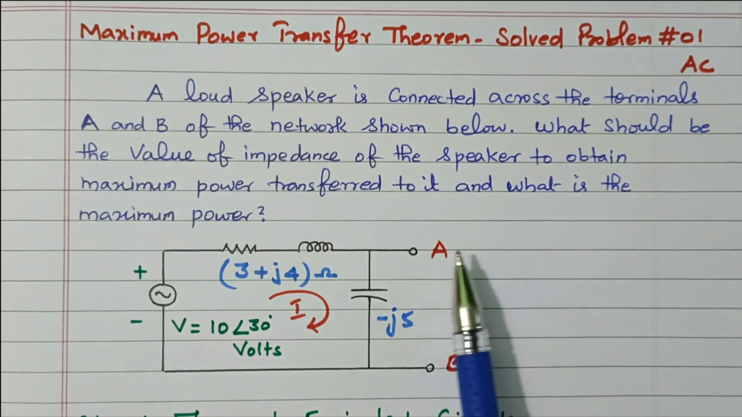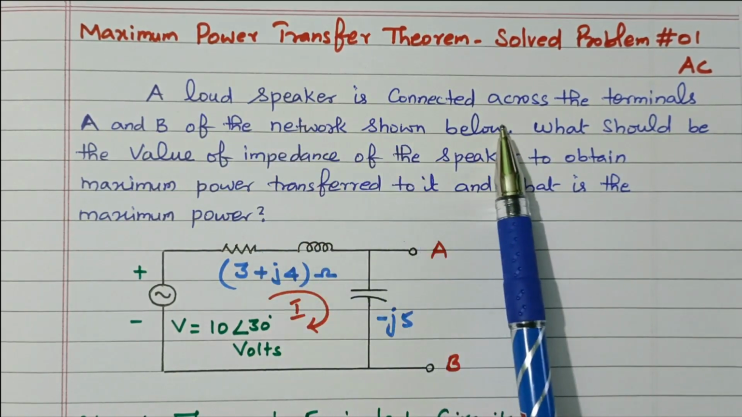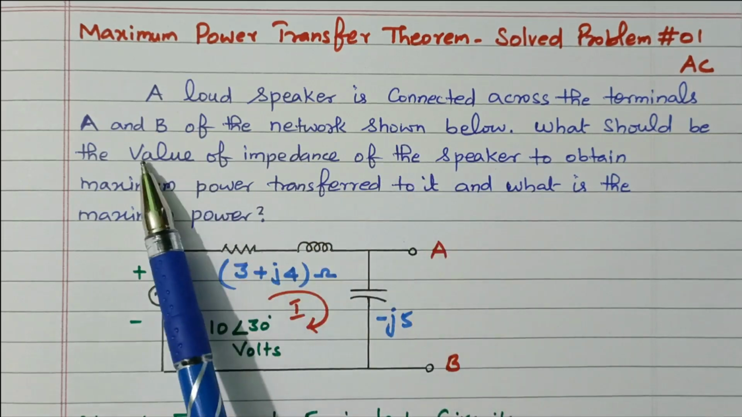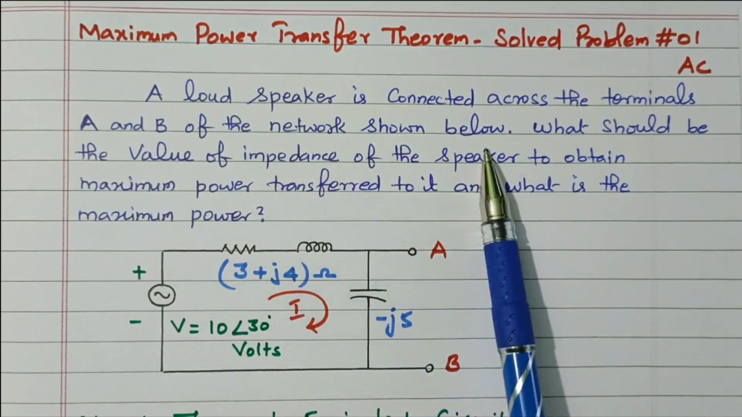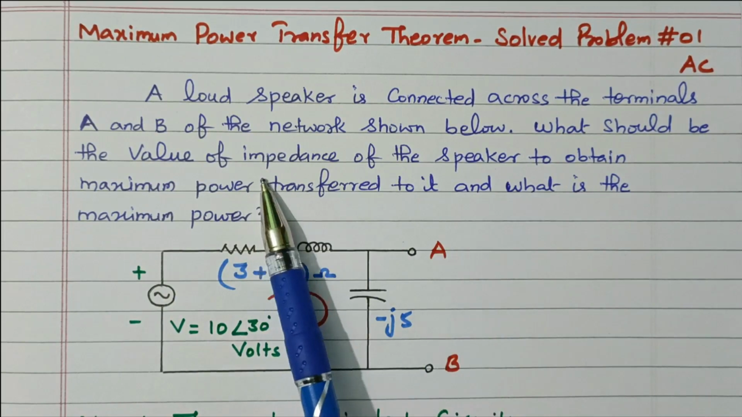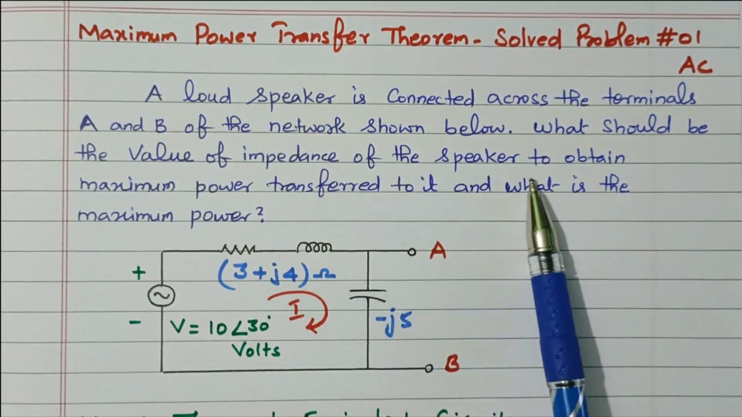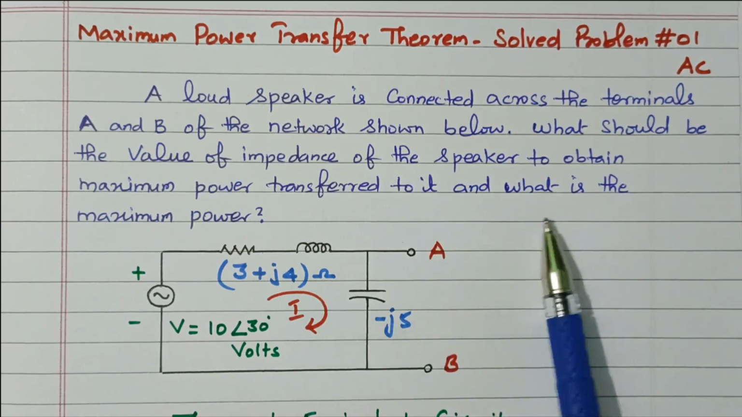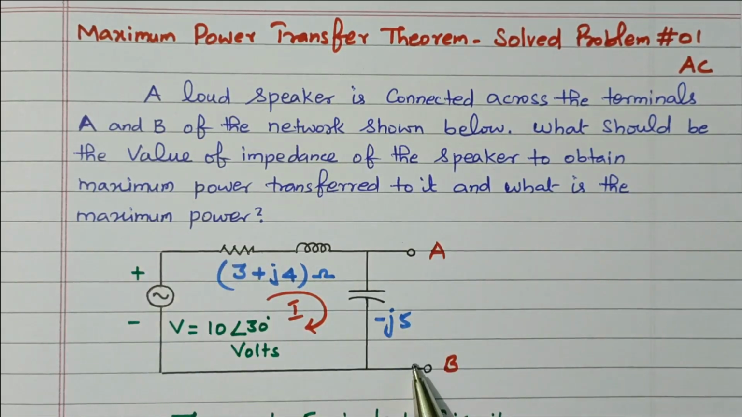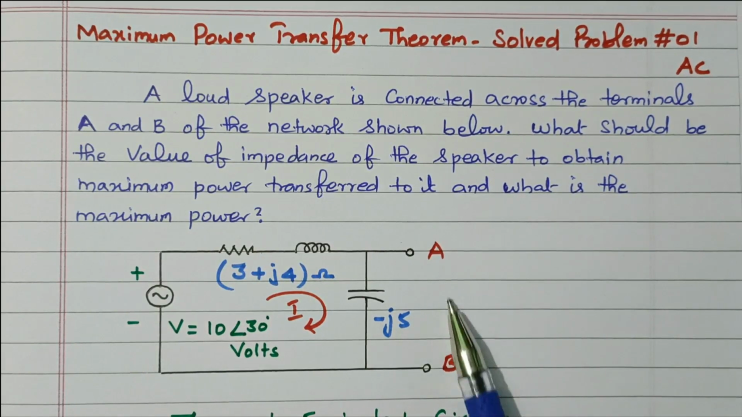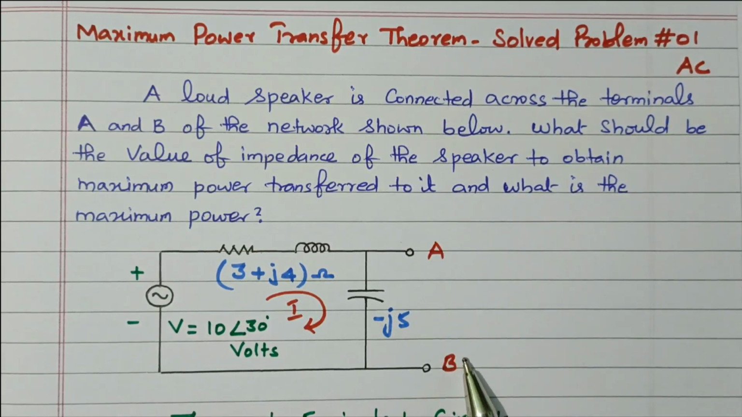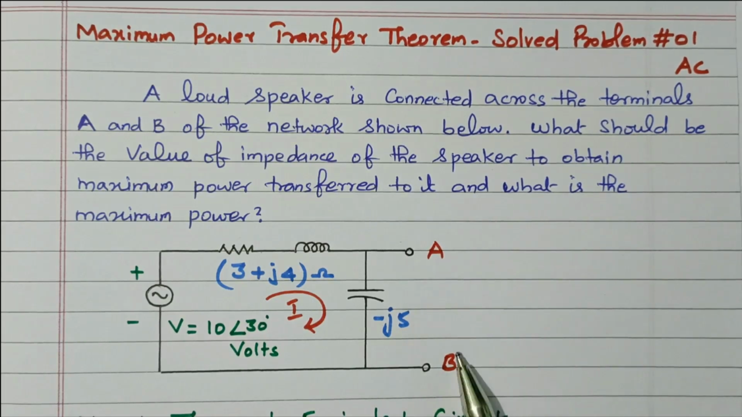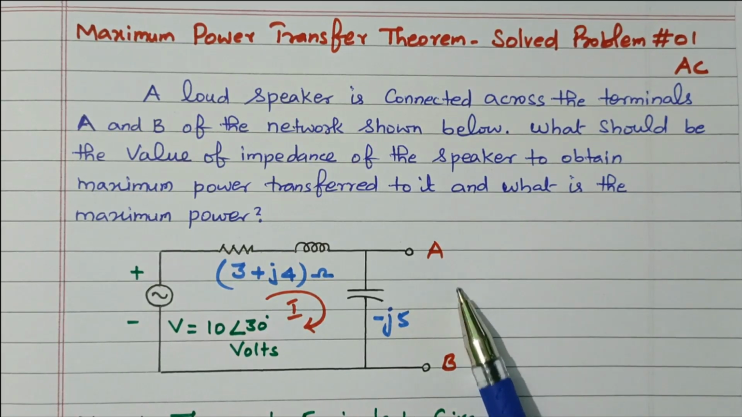Now we'll go to the topic. A loudspeaker is connected across the terminal AB of the network shown below. What should be the value of impedance of the speaker to obtain maximum power transfer to it, and what is the maximum power? So the network is given, across this AB the loudspeaker is connected, so we need to find the value of impedance of this loudspeaker and also the maximum power transfer to this loudspeaker.